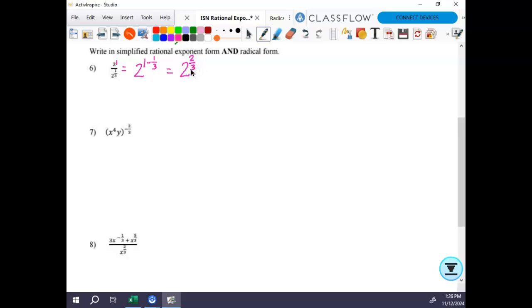So this gives me 2 to the 2/3 power. I don't have any fractional exponents in the denominator. 2 is the smallest base I'm going to get. I think that's, as far as rational exponent form is concerned, the best I can do. So it tells me rational exponent form and radical form. So then this also equals the cube root of 2 squared, which is the cube root of 4. Okay. What questions do you have? All good so far? All right.